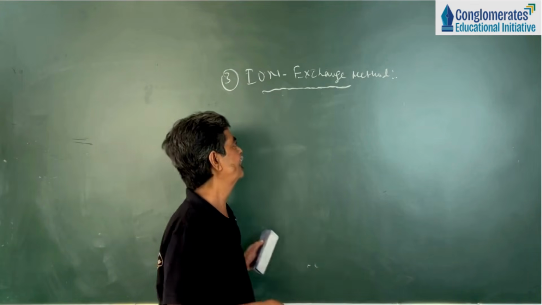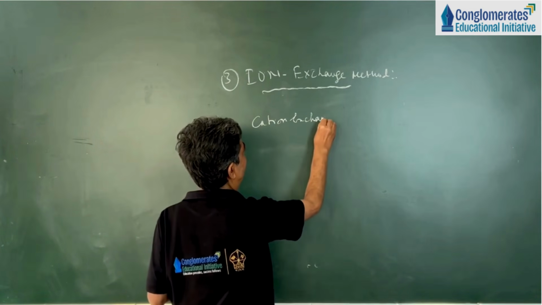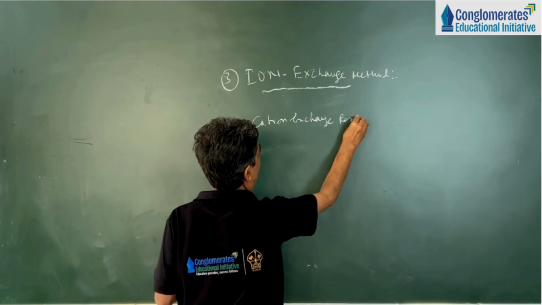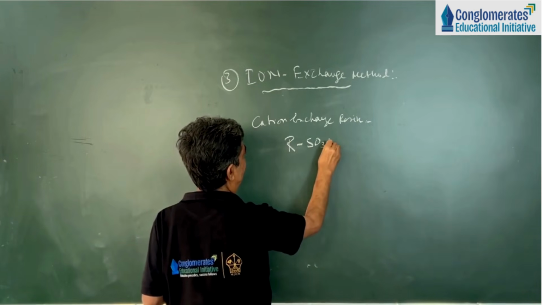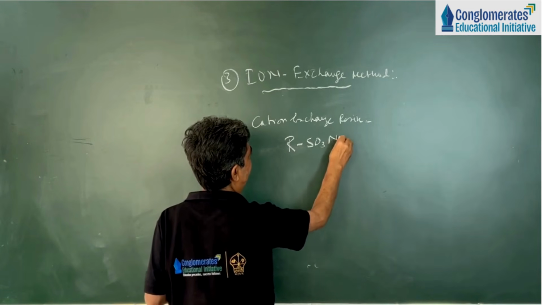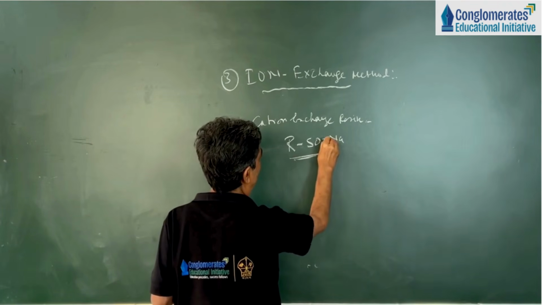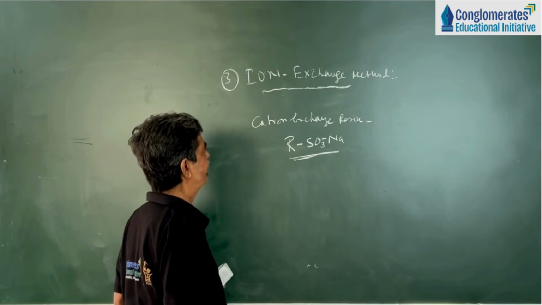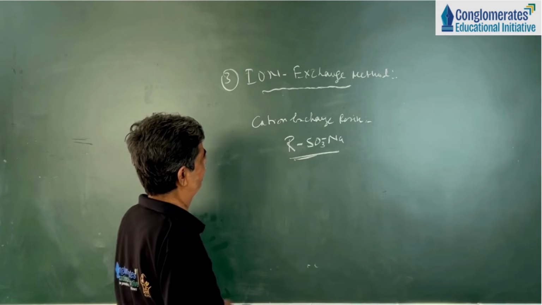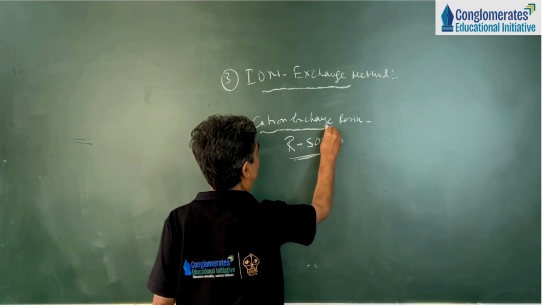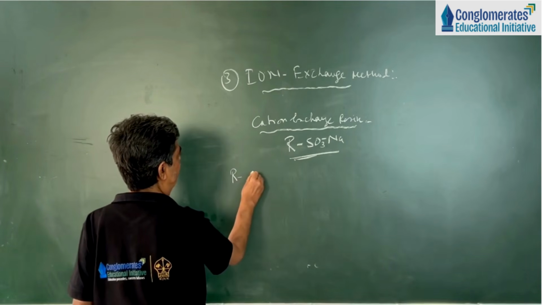Okay, cation exchange resin can be represented by RSO3Na. This is called cation exchange resin. Now cation exchange resin will remove the cations from the hard water. How? We can show the reaction.